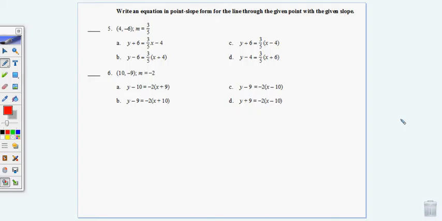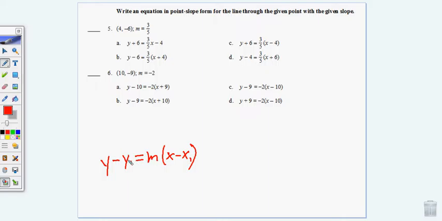For 5 and 6, we're going to try to write these into point-slope form. They give us a point, right here, (4, -6), and here's a slope, 3/5. First thing to remember, I'm going to write this on the bottom to remind us what point-slope form even looks like. So it's y minus y1 equals m(x minus x1).